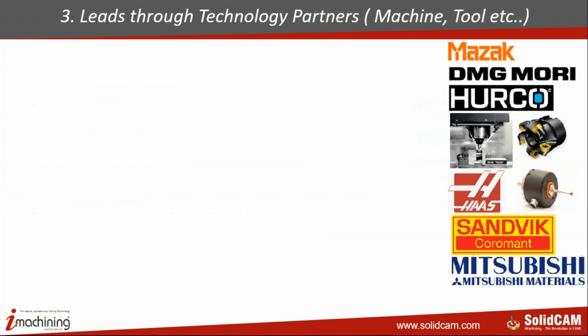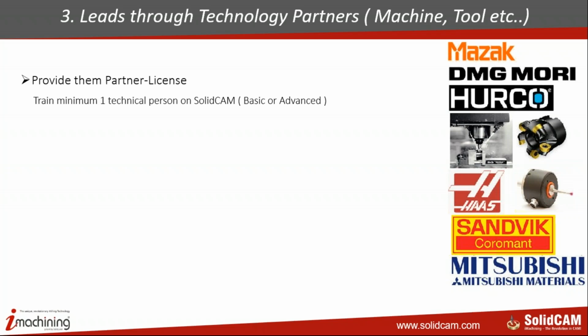Okay, point number three, leads through technology partners. As you can see from the photograph, we have different technology partners: machine partners, cutting tool partners, fixture partners, etc. What do we do with them? Provide them with a partner license. And by providing a partner license, you have to make sure that you train a minimum of one technical person on SolidCAM. It should not happen that you give them the partner license and nobody is using that license. Then it's of no use.